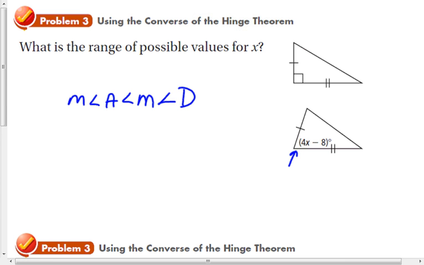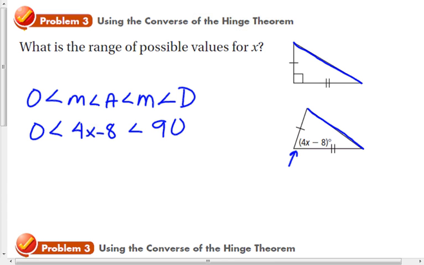And since this line here looks shorter than this line here, we must have that being true. And if that's true, then we also have that 4x minus 8 by substituting is less than 90 using those angles. And actually we could say an acute angle is between 0 and 90. So I'm going to put that right there. And I can say that here also, because we know that that angle has to be greater than 0. So this is the converse of the hinge theorem here. And this is by substitution.